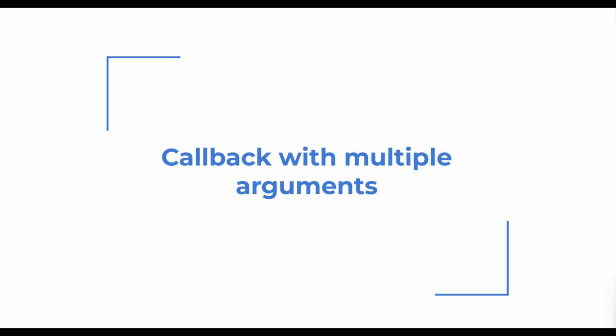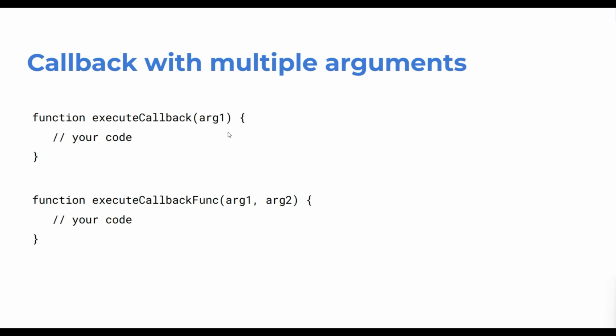So today, we will learn about the callback with multiple arguments. For example, in the first callback function, it accepts one argument. In the second callback function, it accepts two arguments.